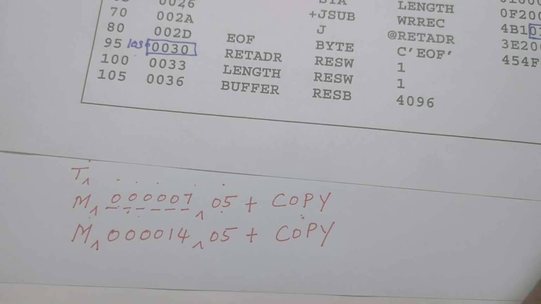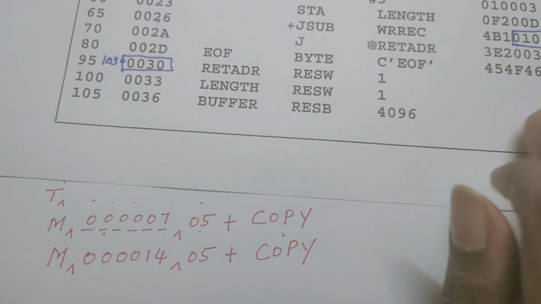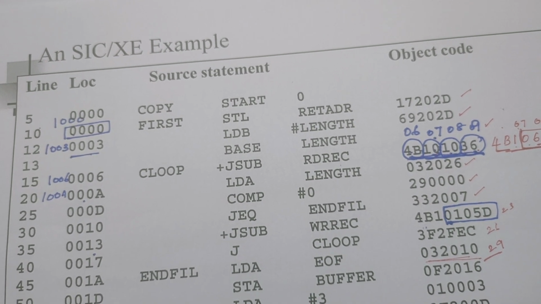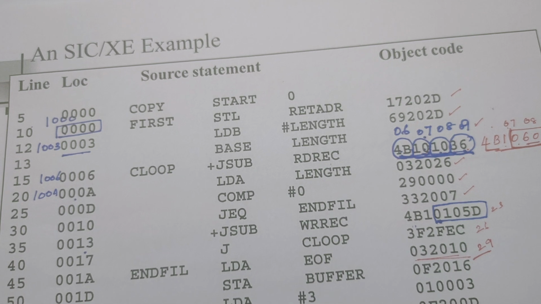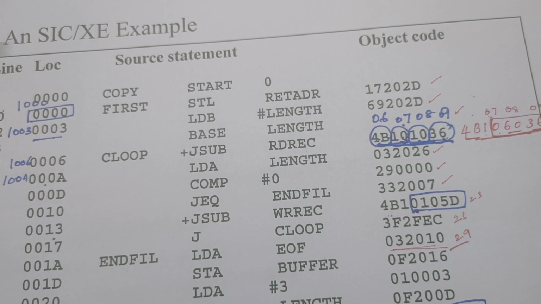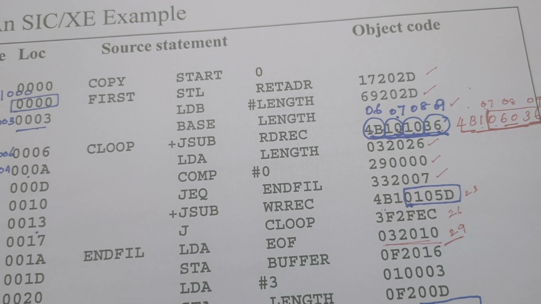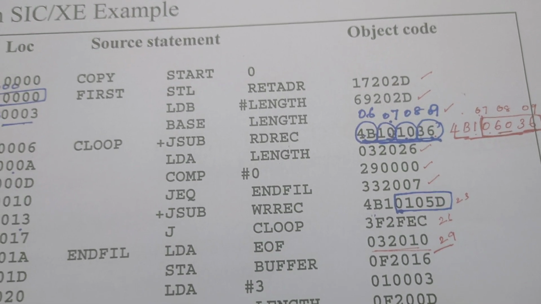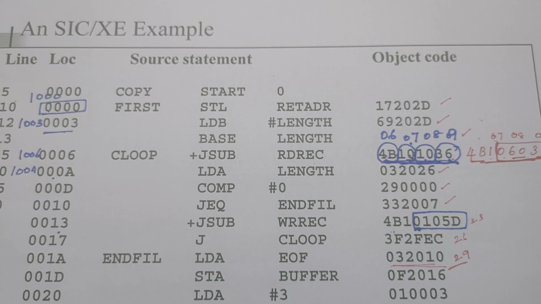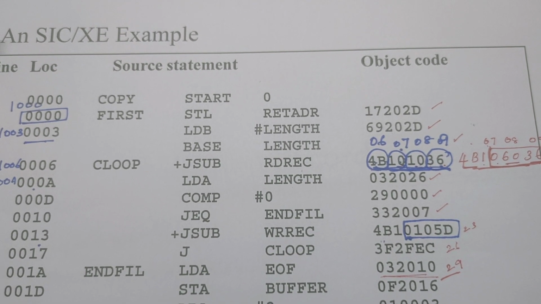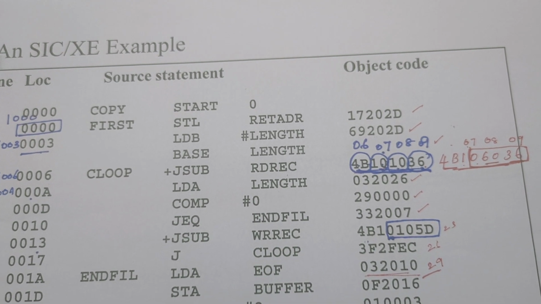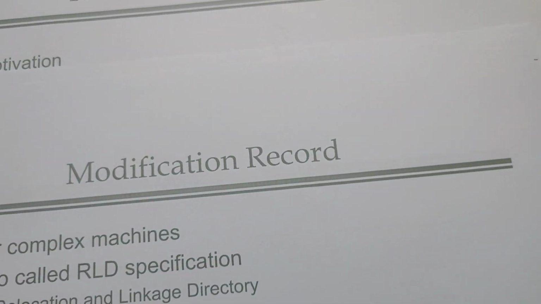Okay, now in a SIC/XE program, the modification records are required only for the format 4 instructions. Suppose you take a program of 100 instructions, a maximum of 10% of the instructions will be format 4. So for those 10% of the instructions only, we need to create the modification record. Okay, what about a SIC program? Right, so let us now see one example with respect to a SIC program.